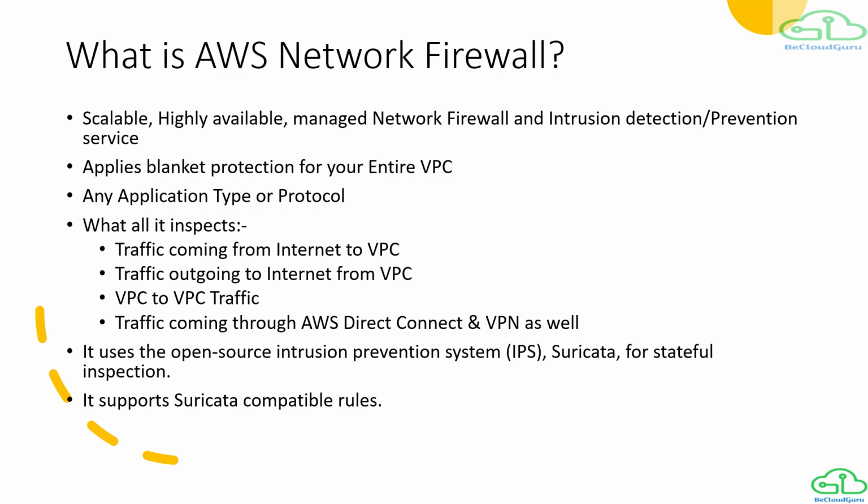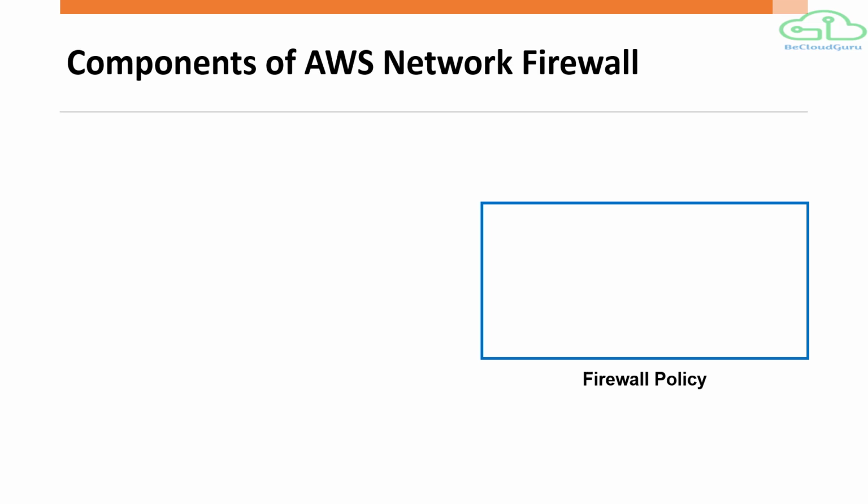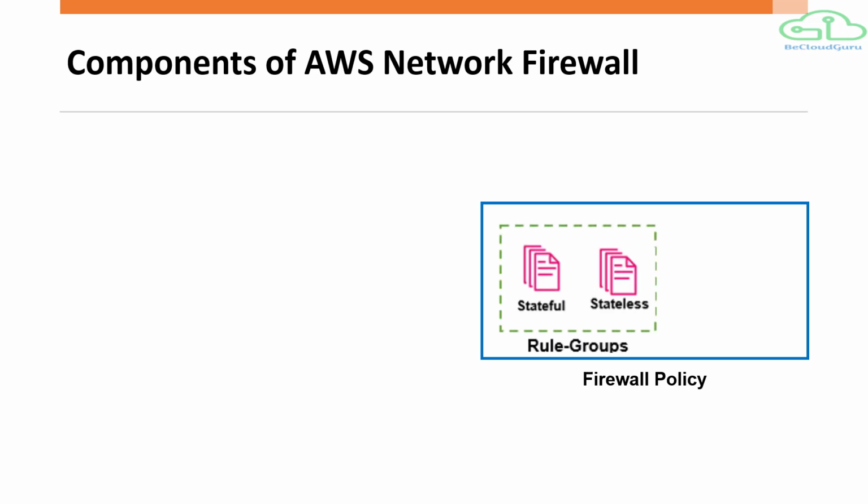Now let's talk about the AWS Network Firewall components. The first component is a firewall policy. The firewall policy would contain stateful and stateless rule groups along with some firewall behavior related policy settings. So this is what the first component would be. So you'll create rule groups.